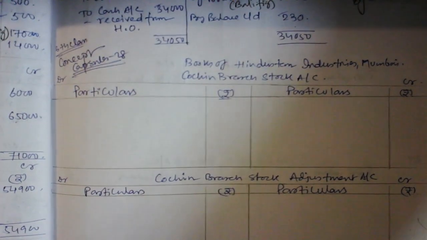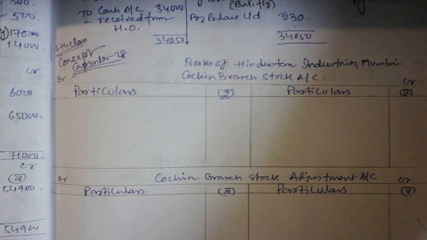Now the basic information that has been given here is that goods received from HO at invoice price. That is clearly given. Now let's look into this.